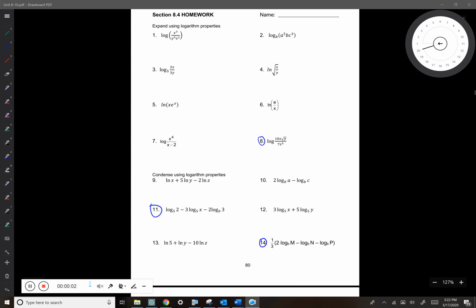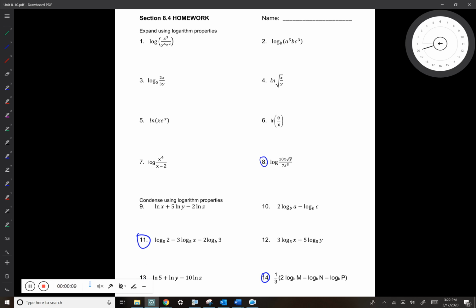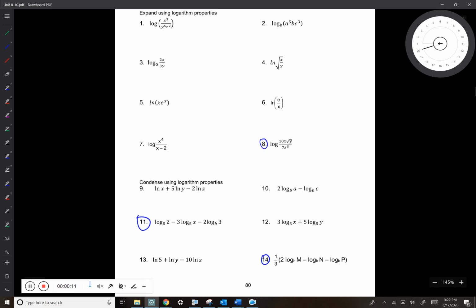Hey guys, I just wanted to follow up with a few questions from the homework from the last class, the 8.4 homework. Specifically, the ones that people mentioned in the survey were number 8, 11, and 14. So I'm going to talk about those.